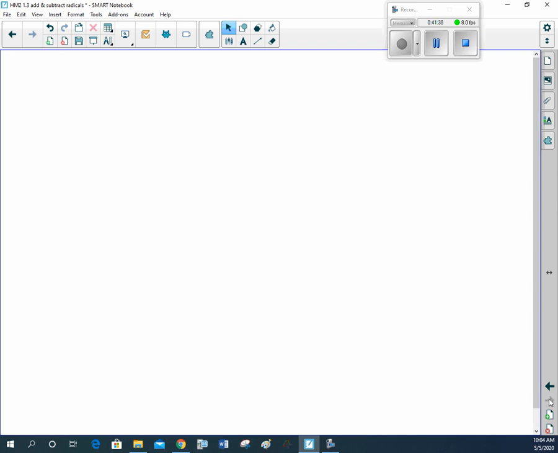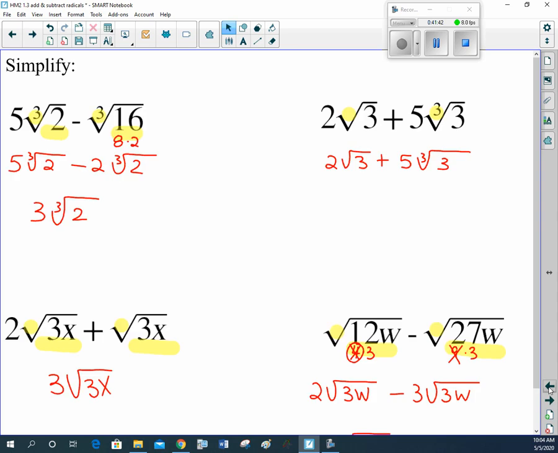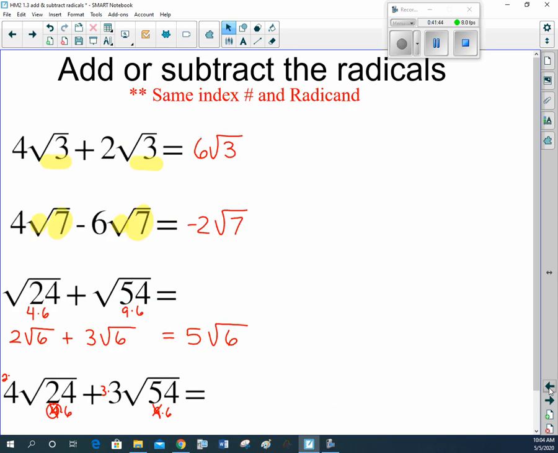Okay, so as a refresher, if you're going to add and subtract radicals, the rule is you got to have the same index number and radicand. If you do, you can just combine them like you combine like terms. It's kind of like the same idea. Okay, next time we're going to learn how to multiply and divide radicals. So we know how to simplify them and we know how to add and subtract.